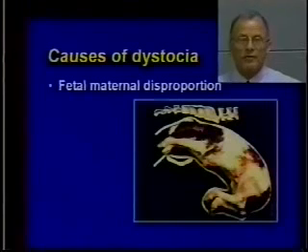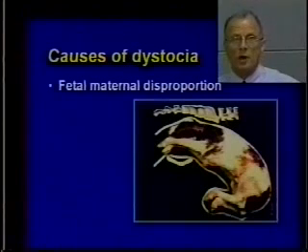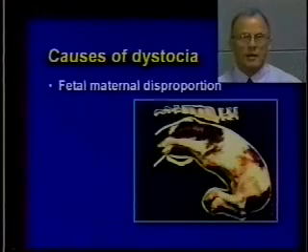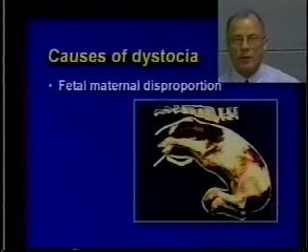Let me first look briefly at some causes of dystocia, and by far the most common one is disproportion of the fetus and the pelvis. The fetus is just too big for the birth canal, or conversely, the pelvis is too small for the calf, or both.